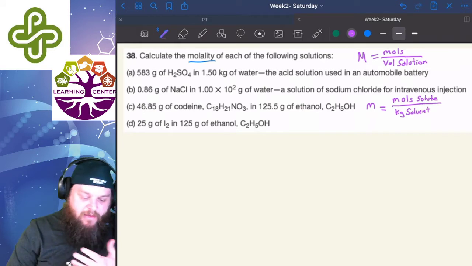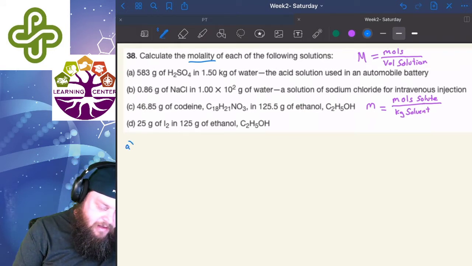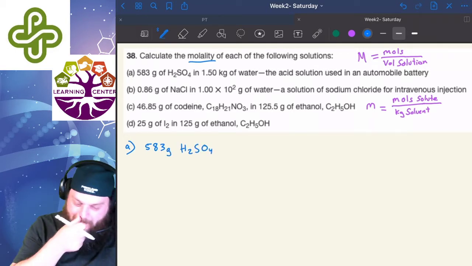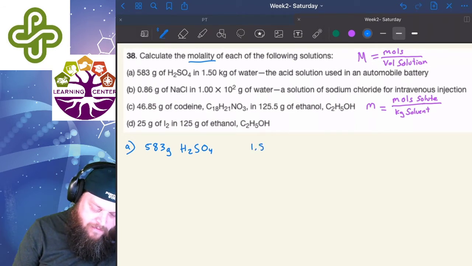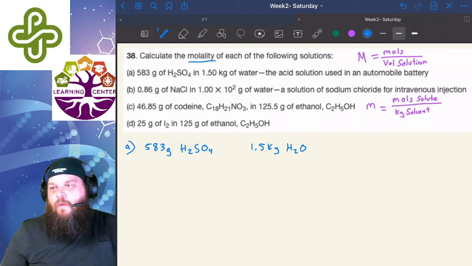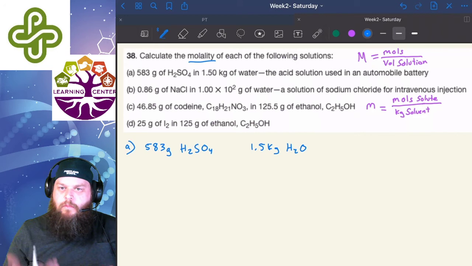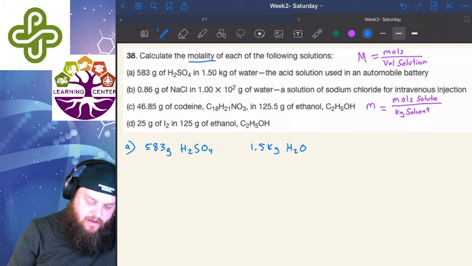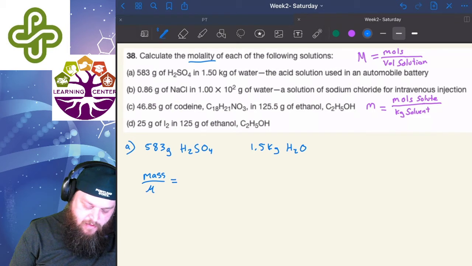So here we want to calculate those molalities. So in part A, on each of these really, they're giving us the mass of the solute. So we have 583 grams of this H2SO4. And they're telling us also that we have 1.5 kilograms of water. So we need to turn that grams into moles. To do that, we have to use the molar mass. Because anytime we have mass divided by molar mass, and molar mass is in grams per mole, we're going to end up with moles.